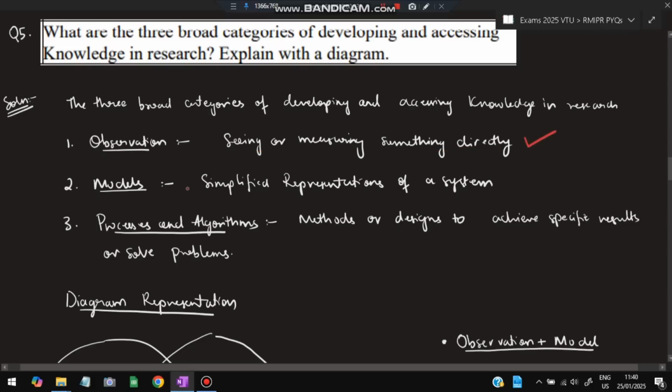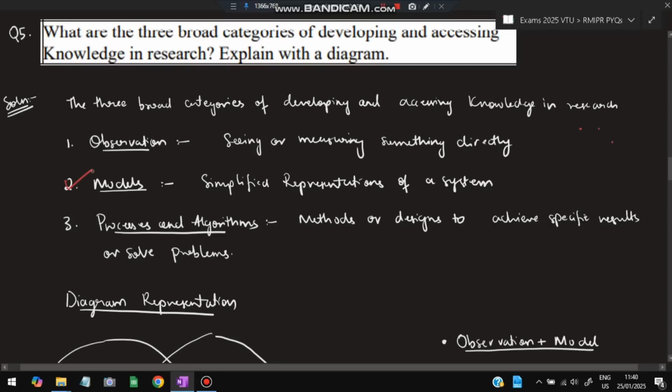In observation, what happens is it helps us to study hard to reach subjects. If you observe directly and get the answer, that will make things more simplified. The types can be laboratory measurements, surveys, or experiments where people are involved. All those come under the observation type. An example can be observing the growth of a plant in different light conditions. That is an example of observation.